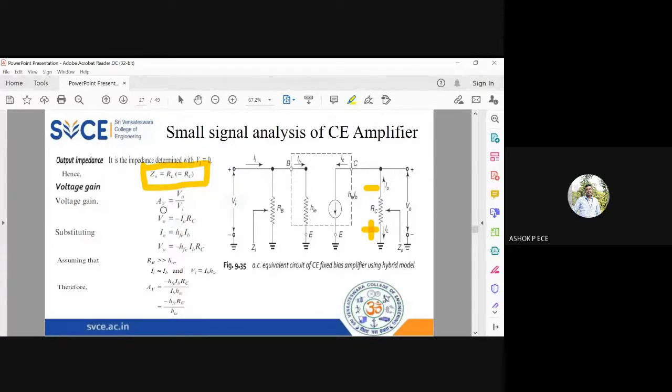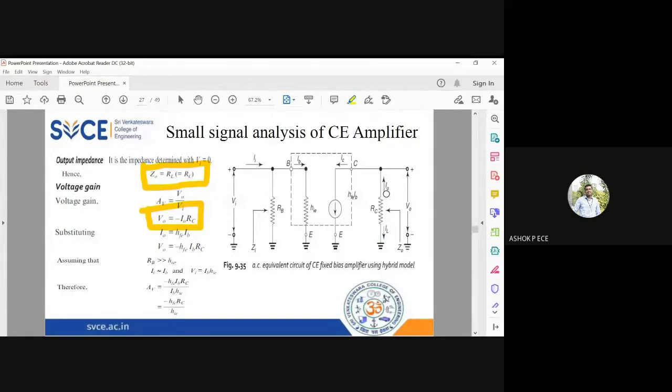You should understand why this minus sign is coming, because of the flow of current in RC. I naught is flowing upwards, not from top to bottom. If you consider IL, then IL is flowing from top to bottom. So this will be plus, this will be minus. So V naught will be equal to IL into RC. If you consider I naught, V naught will be equal to minus I naught into RC. Is it clear why this minus sign is coming? Because my direction of measuring the voltage is going to be different.